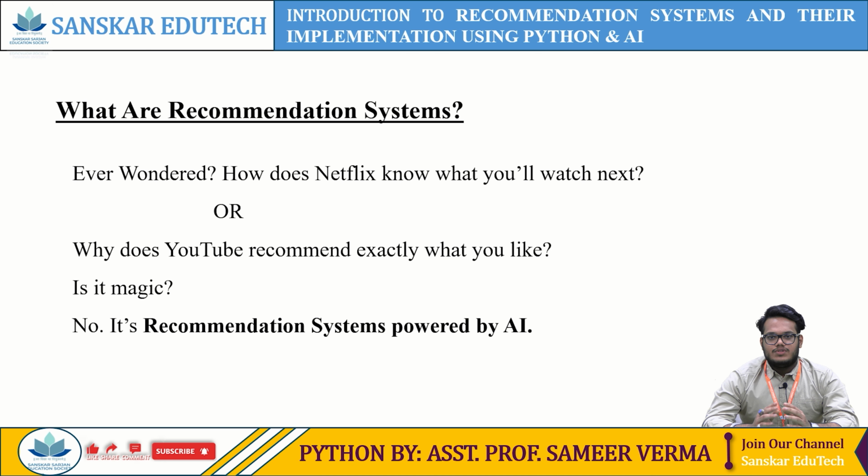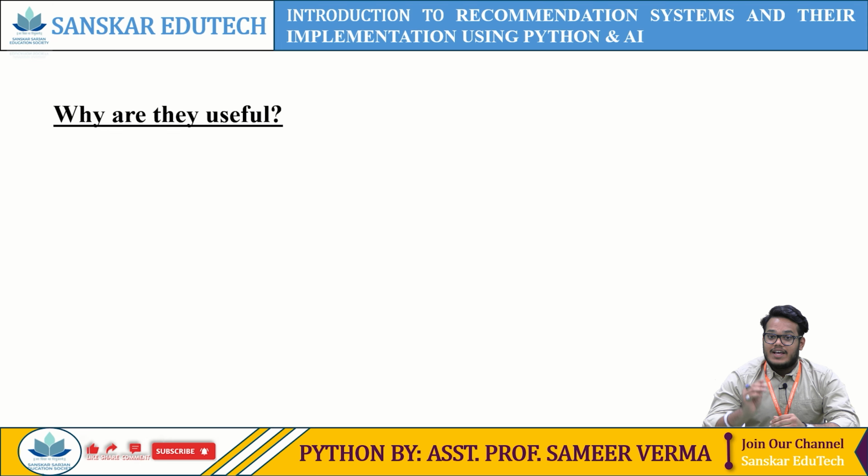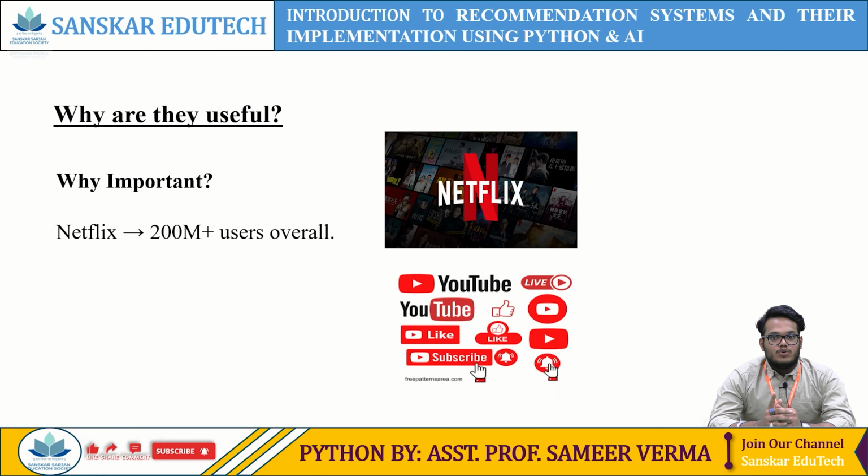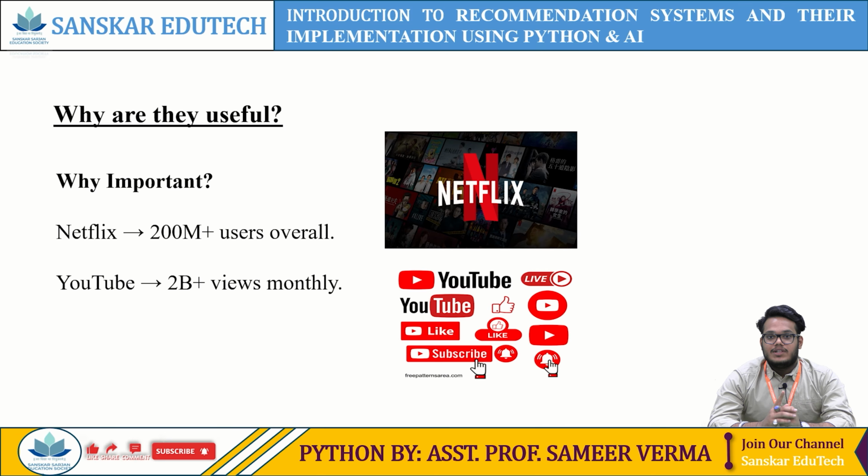Recommendation systems use data from your interactions, like what you watch, what you like and what you skip, to suggest relevant content to you. Think about the scale. Netflix serves more than 200 million users, while YouTube reaches more than 2 billion monthly viewers. With such massive audiences, accurate recommendations are not optional, they are essential. In fact, personalized recommendations can increase engagement by up to 75%. So the big question is, how do they really work?